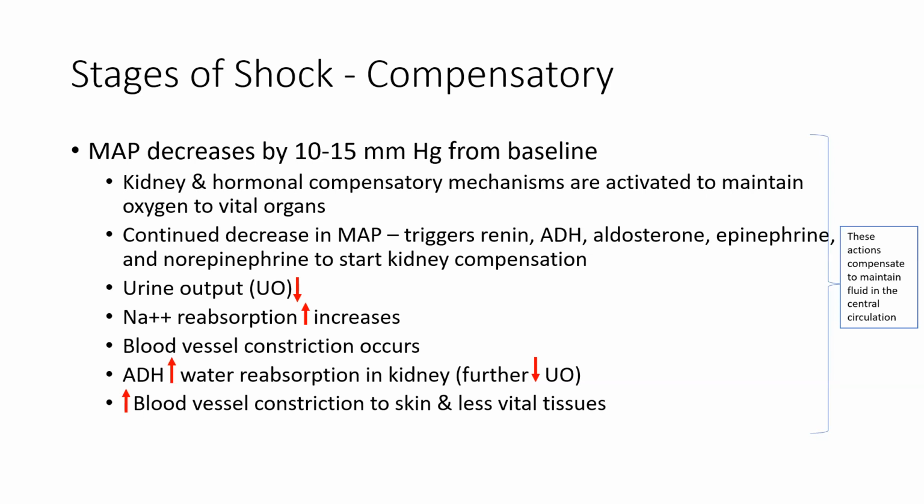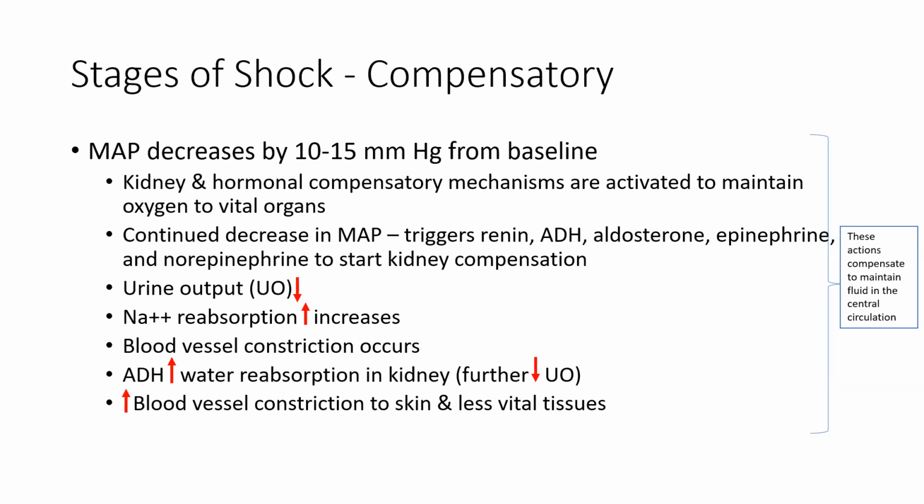So during the compensatory state, our kidney and hormonal compensatory mechanisms are activated. This is why sometimes patients end up with adrenal insufficiency, due to the HPA system being activated and overtasked and not functioning properly due to inflammatory cytokines. We have a continued decrease in MAP, which what does that do? It triggers your renin, angiotensin, aldosterone system. So it triggers renin production and ADH and your aldosterone, then epinephrine and norepinephrine to start that kidney compensation with that continued decreased MAP.